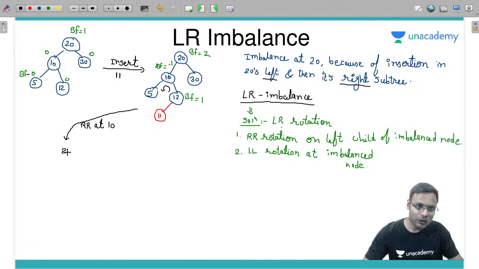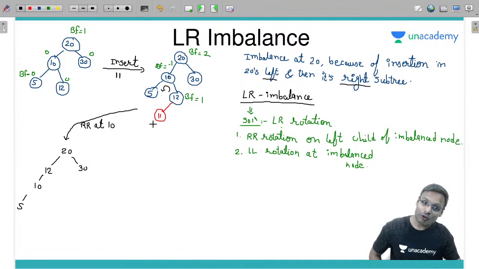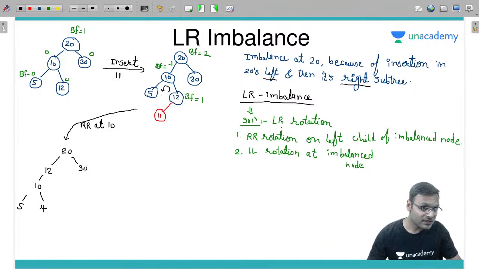So if this way we will do, 20 will be as it is. Its right is 30. 20's left will become what? If 12 will be rotated like this, 12 will come on the root. Its left is 10. Its left is 5. Whatever is there in the right of 12, that will remain as it is. Null. Left of 12 will go as right of 10, which I already explained you in the last class. 11 is left of 12, right of 10.